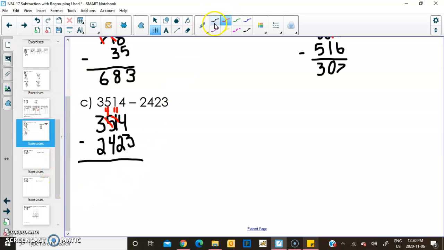So let's start with the ones place value. What is 4 minus 3? 1. What is 11 minus 2? 9. What is 4 minus 4? 0. And what is 3 minus 2? 1. Good work, grade 4.